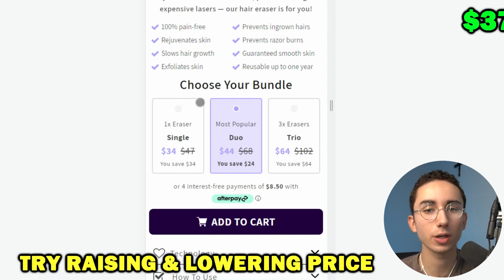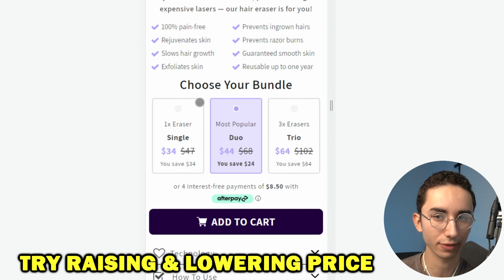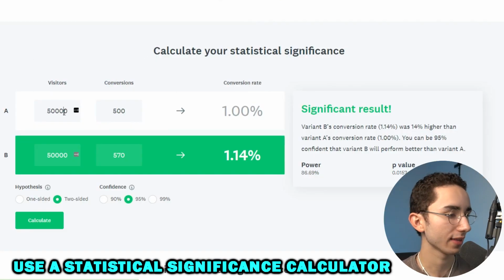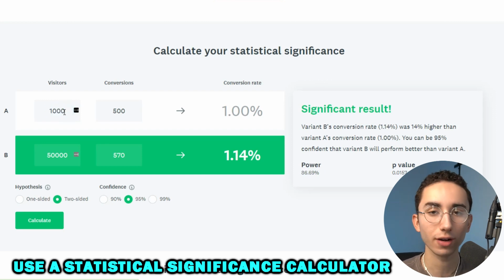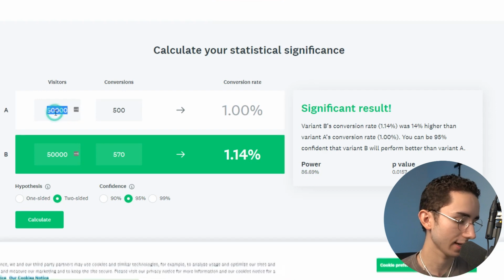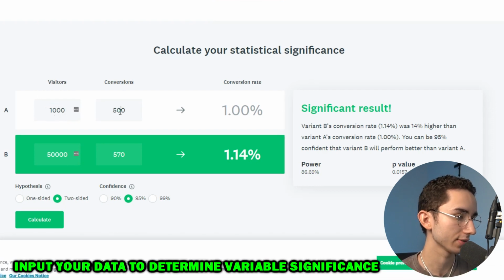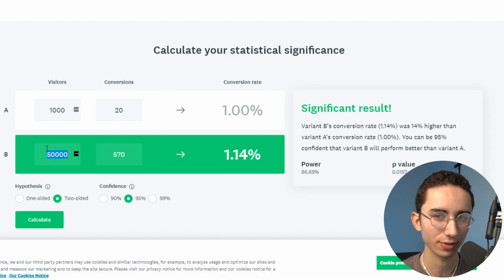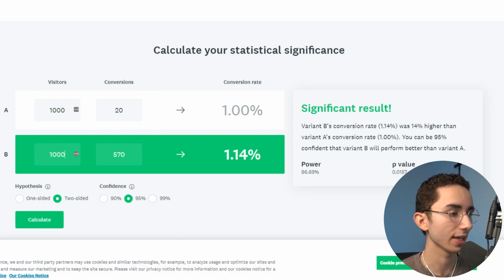You can raise and lower your price and get totally drastically different conversion rates, but you need to know how to analyze these tests when you are actually doing them. And that's why I always use an A/B testing calculator like the one from SurveyMonkey. So let's say, for instance, we get 1,000 website visitors on our first offer of $34 for this razor. And from those 1,000 visitors, let's say 20 of them actually convert into a purchase. So we'll do 20 just like that.